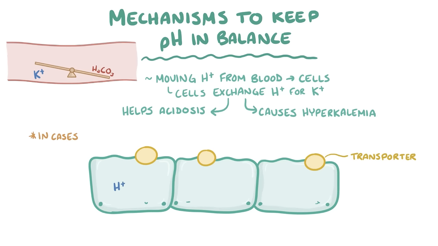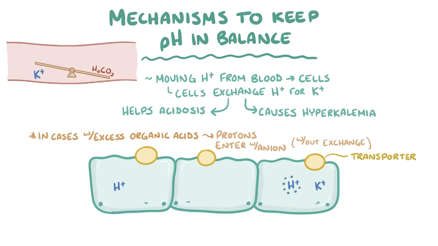In cases, though, when there's a metabolic acidosis from excess organic acids, like lactic acids and keto acids, protons can enter cells with the organic anion, rather than having to be exchanged for potassium ions.